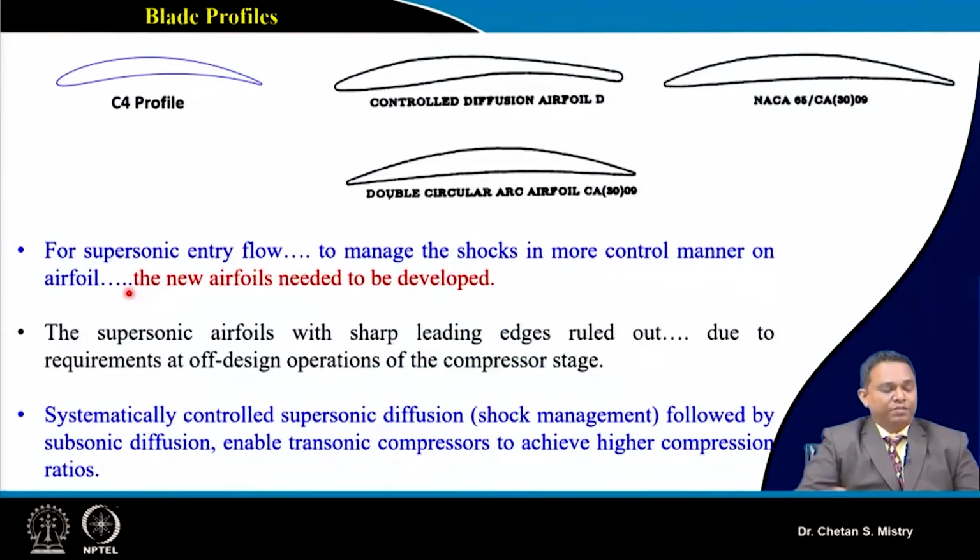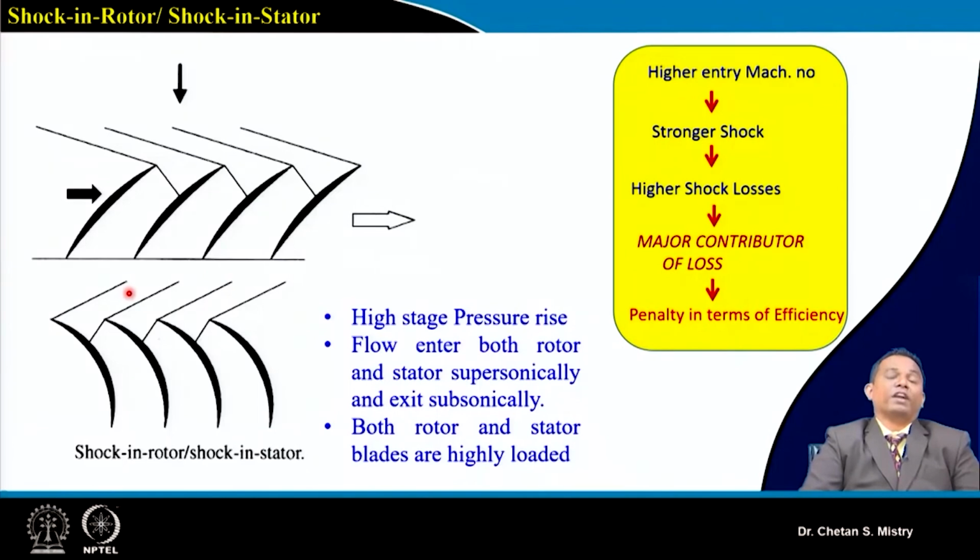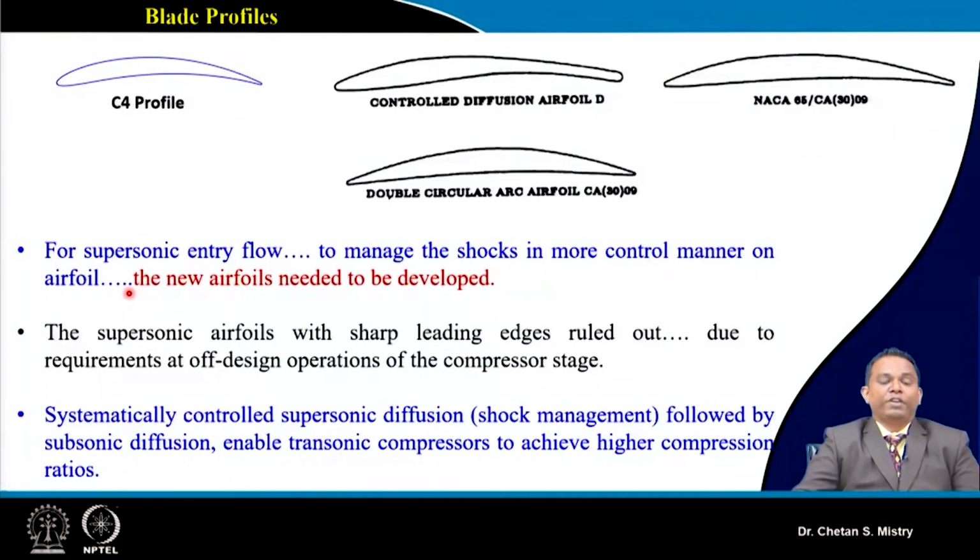Now what we realize from all these configurations we are discussing is which blades or which aerofoils we are using. Suppose we are using, say, a C4 kind of aerofoil, that cannot be adopted or used for this kind of configuration or this kind of compressor. When we have supersonic entry flow, we need more control on the shock formation, and that demands that new kinds of aerofoils be developed.